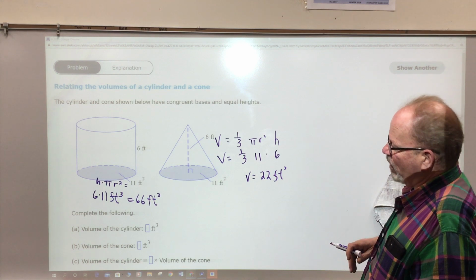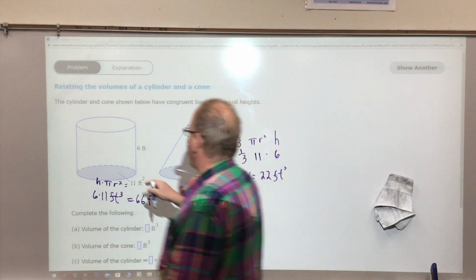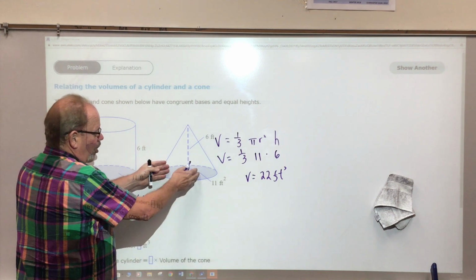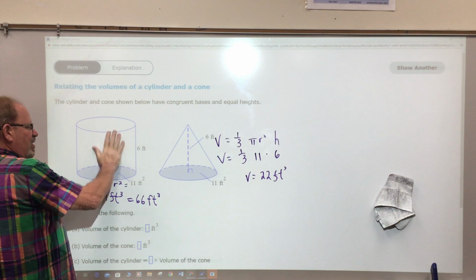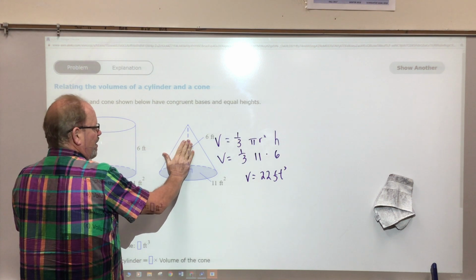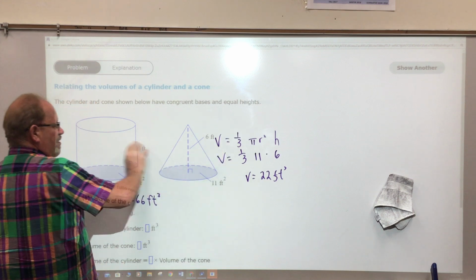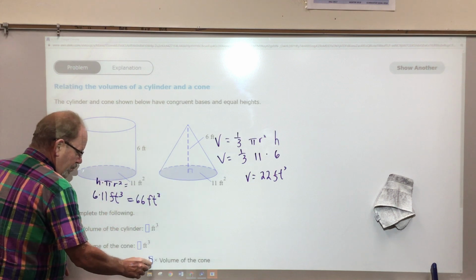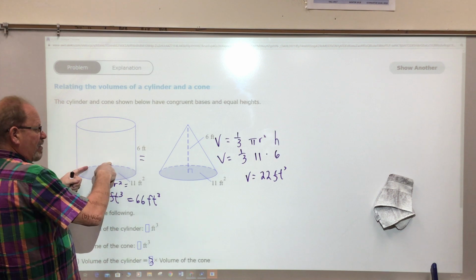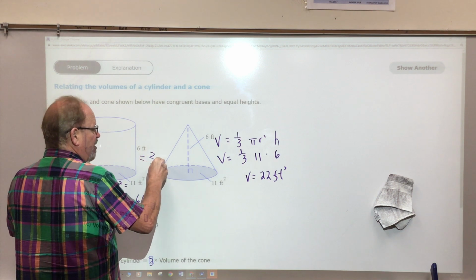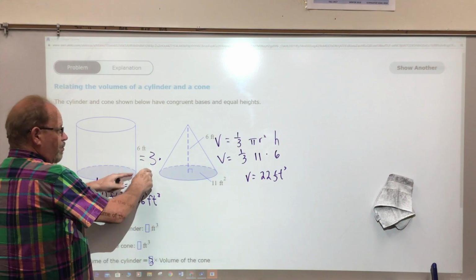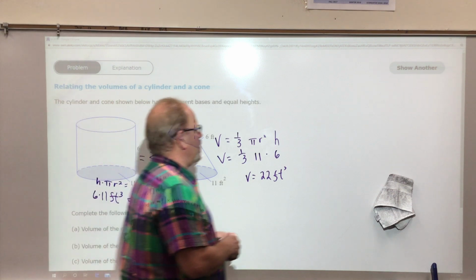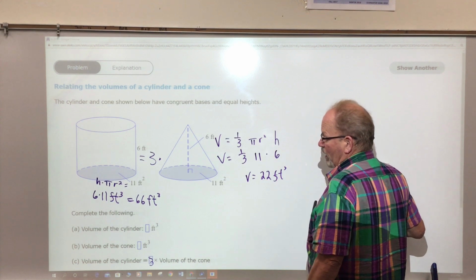Now part C says the volume of the cylinder equals blank times the volume of the cone. The volume of this equals something times the volume of this. Well, since this is 1/3 the size of this, this must be 3 times the size of that. Look, the volume of this equals 3 times the volume of this, right? 3 times 1/3 is 1. Okay, so it's important to understand how to go backwards and forwards with that question.